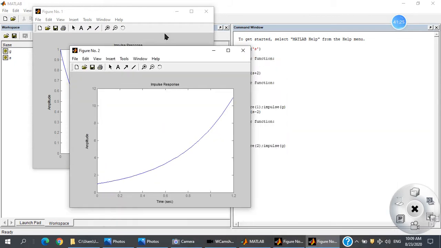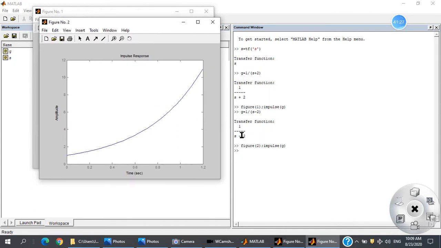And the second one, the transfer function is 1 over s minus 2. The pole is 2, right? When s is 2, this is infinity. So the pole for this transfer function is positive 2. And its impulse response goes to infinity because it's e to the 2t.